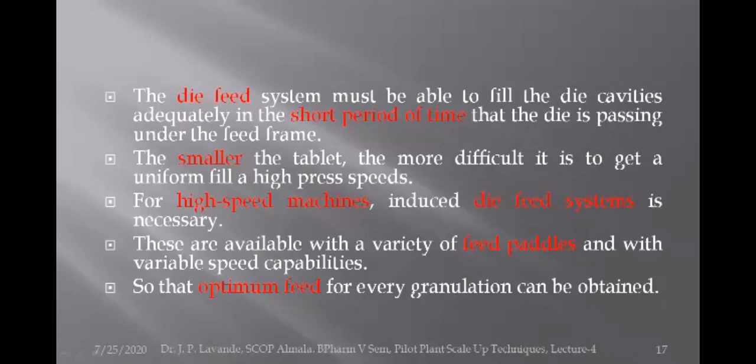These are available with a variety of feed panels. So based on the type, whether it is automated, semi-automated, or high speed, whether we have to produce the smaller tablet or the larger tablet, a variety of feed panels or feed systems is available and they should be chosen based on these requirements and with variable feed capabilities. So the optimum feed for every granulation can be obtained. The optimum feed is required, the optimum system is required.